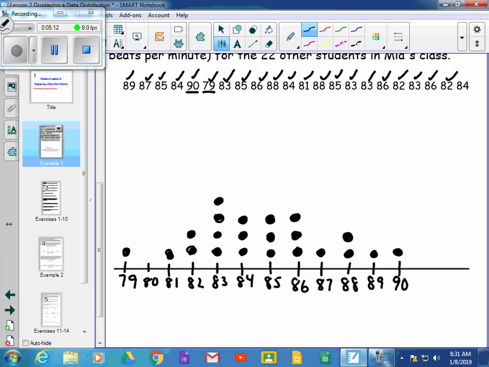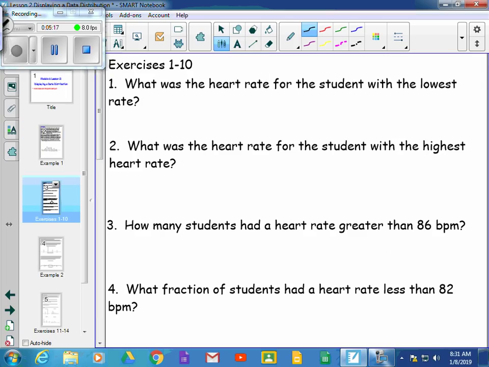What I would like you to do is to use that dot plot and answer questions 1 through 10 on the exercises. And then when you're finished, I'd like you to check yourselves using the answer key that's been provided.